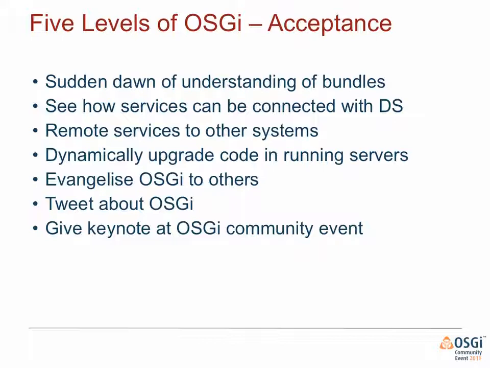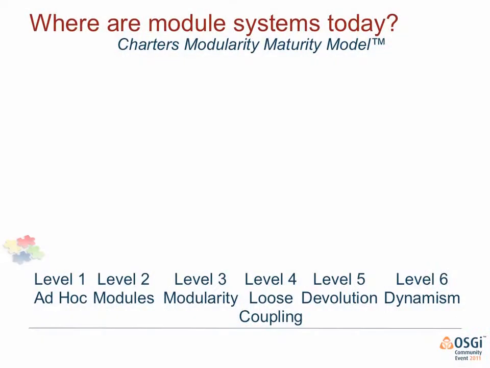So where are the module systems that people use today? Well, this uses something called the Charters Modularity Maturity Model. You'll find information on that on the OSGi wiki, but it was something that Graham Charters announced at the same OSGi conference. Level 1 is ad hoc modularity, where you're really not doing modularity at all.